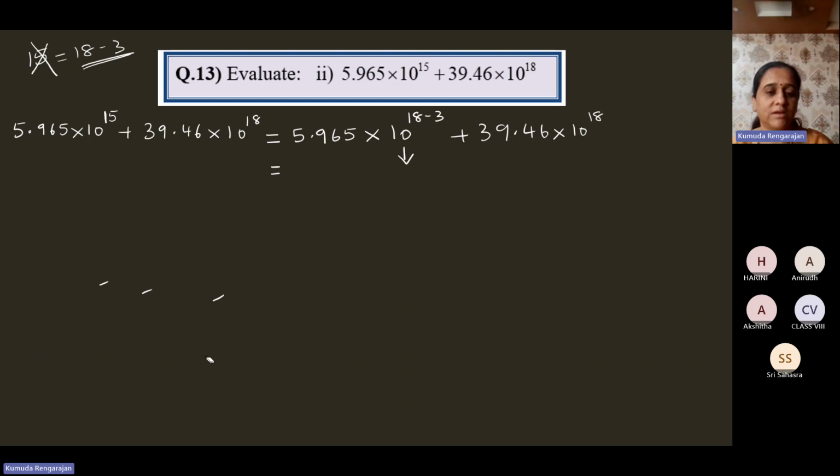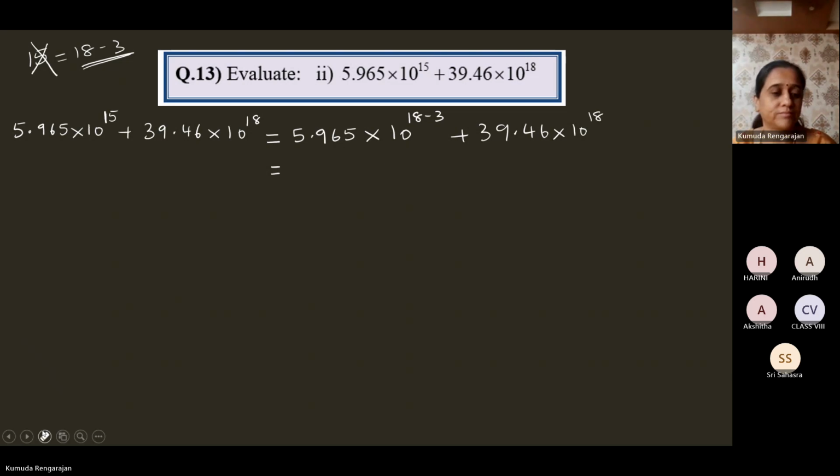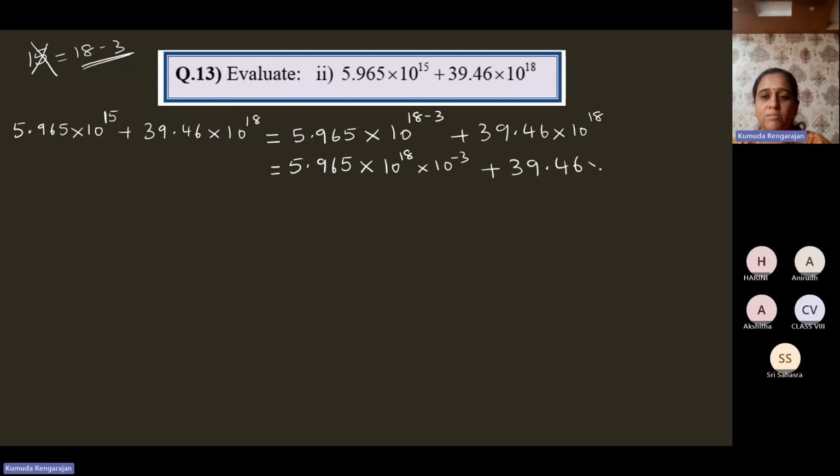So we're writing the earlier step. Listen to me. 5.965 as it is into 10 to the power 18 into 10 to the power minus 3. Bases are same, multiplication. So when you add the powers, you'll get 18 minus 3. The rest as it is, 39.46 into 10 to the power 18 as it is. Next.